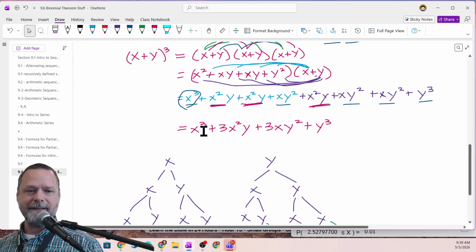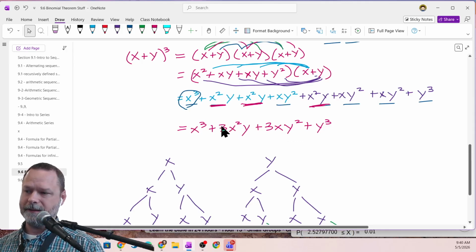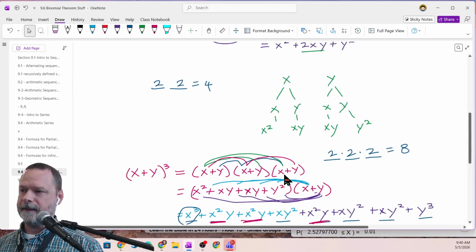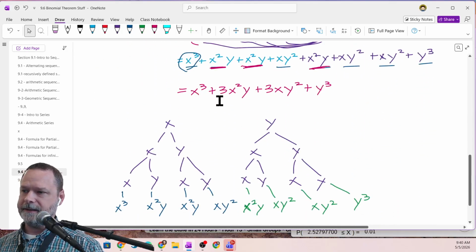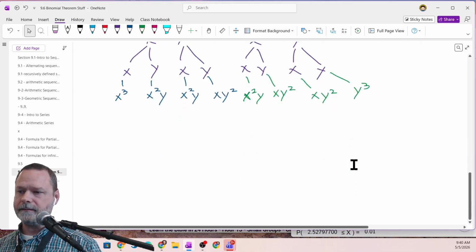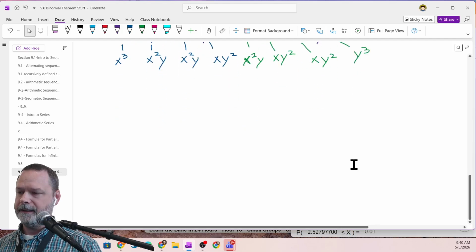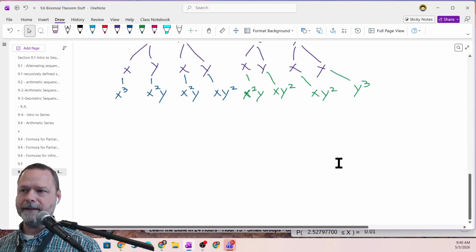Here, how many ways to get 0 y's? 1 way. How many ways to get 1 y? 3 ways. How many ways to get 2 y's? 3 ways. And how many ways to get 3 y's? 1 way. And so that must mean that we're seeing combinations here in Pascal's triangle, and we're seeing them in these terms. And so we can use that thinking to come up with a formula for these.